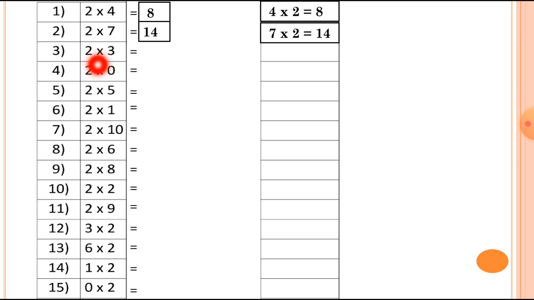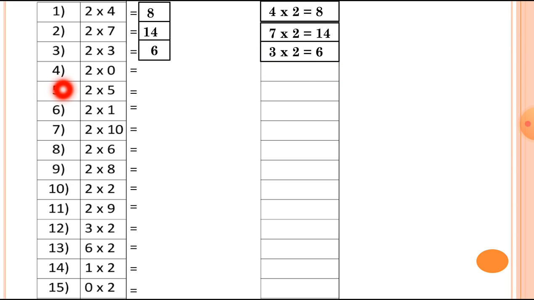2 3s are 6. You can see the answer here. I am writing 6 here. So what will be the multiplication fact? If here is 2 3s are 6, we can write down 3 2s are 6.